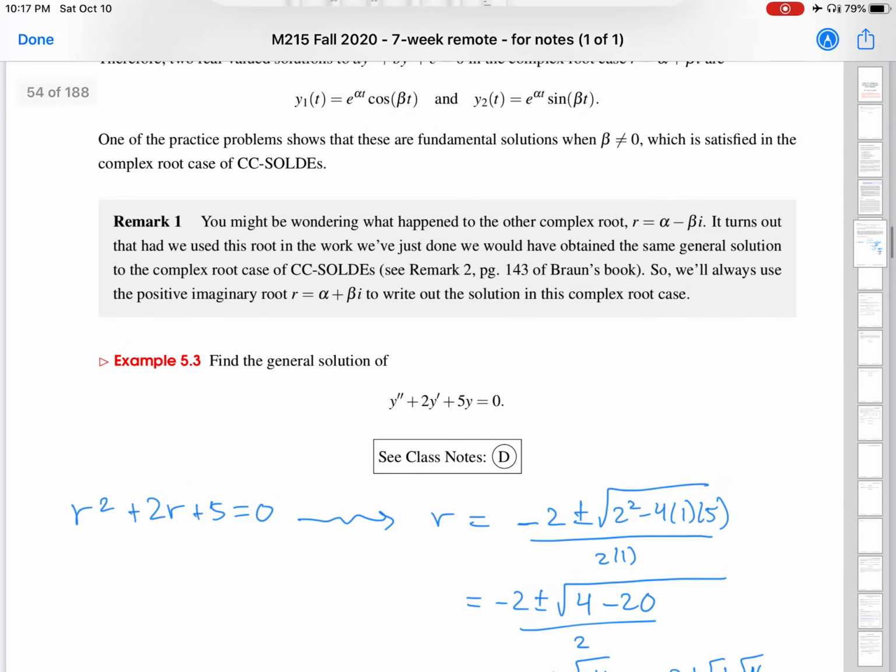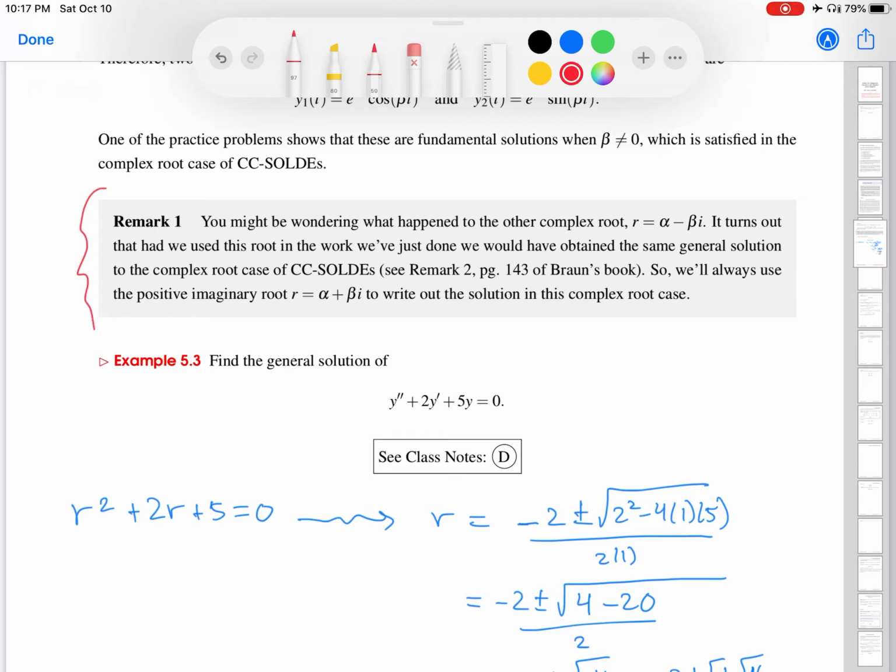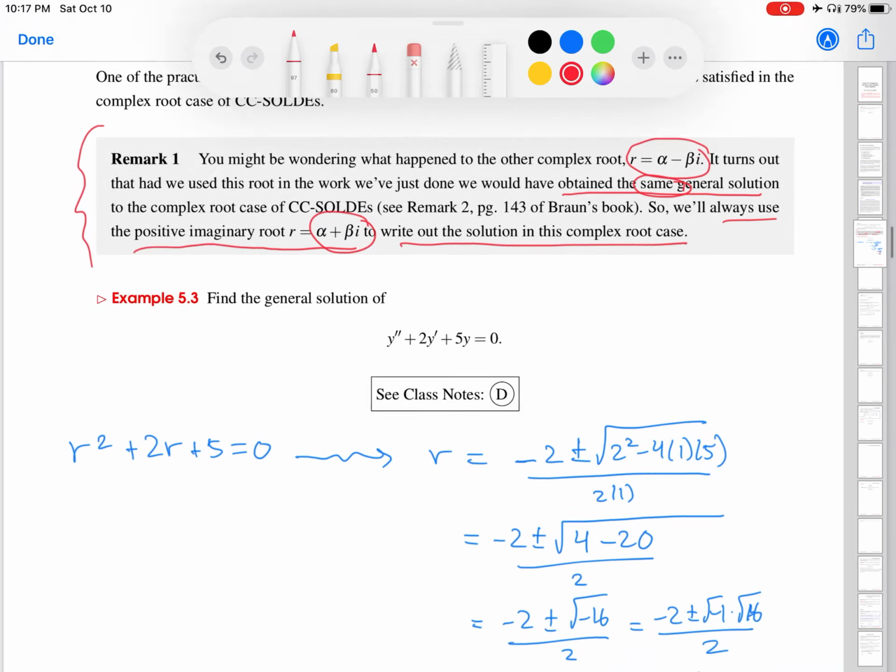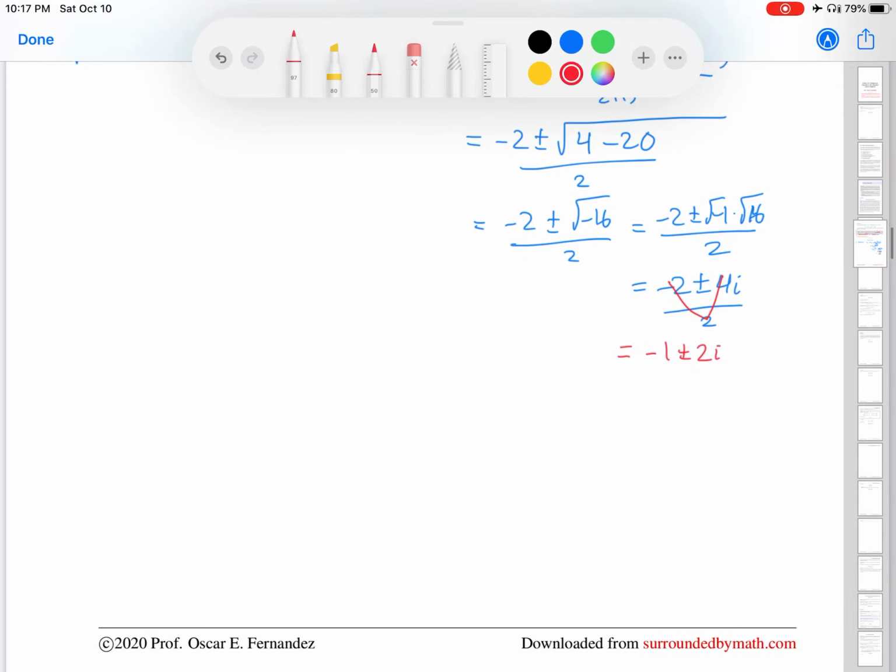However, as I mentioned in this remark up here, we are only ever going to use the positive imaginary root to write out the general solution. We're not going to use the negative imaginary root because all that does is, in the end, give you the same general solution. So we're going to completely discard here the negative 1 minus 2i, and we won't write out the general solution for that case. It'll just duplicate what we get for the positive imaginary part one. So we're going to write out the solution for this complex root.